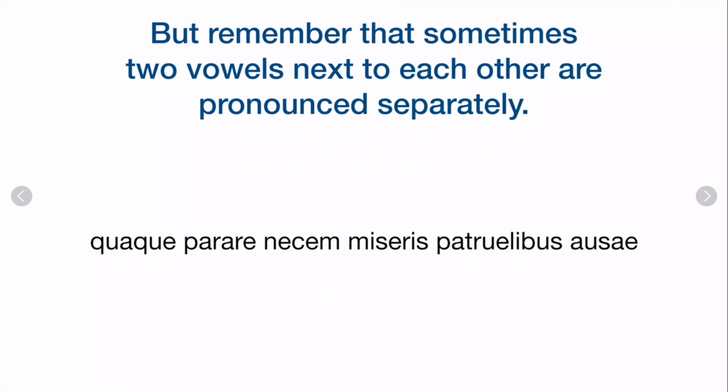But remember that sometimes two vowels next to each other are actually pronounced separately. So this line, quaeque parare necem miseris patruelibus ausae. Okay, so here, two vowels next to each other. That first U is short, but the E is long. Those are two vowels next to each other, but they're not a diphthong. They're pronounced separately.